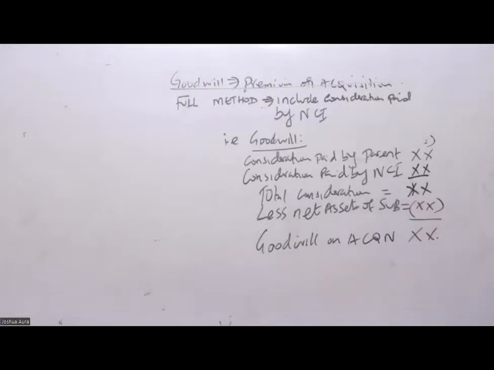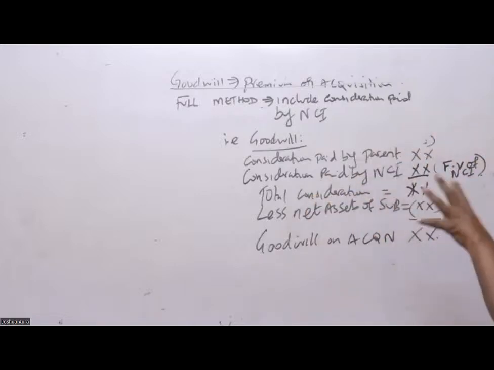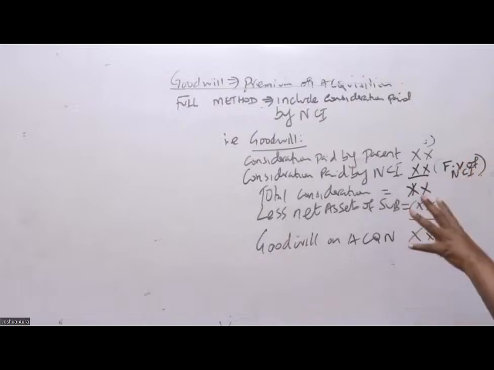So we start with the consideration paid by the parent. We add the consideration paid by NCI. And remember that this consideration paid by NCI is what we call the fair value of NCI. So whenever you see a calculation having consideration paid by NCI, know straight away that these people want you to use the full method. So less net assets of the subsidiary. Very, very important.